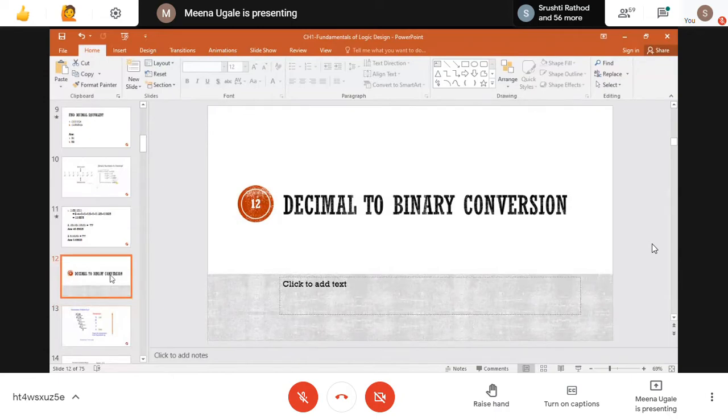So next we will go for decimal to binary conversion. When we go for decimal to binary conversion, we will see what steps we need to follow. When we are going from binary to decimal, what we have done is multiplication by 2 raised to some power: 1, 2, 3, 4. Exact opposite, now we will go for decimal to binary conversion.